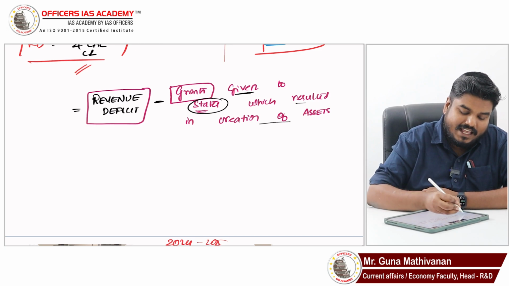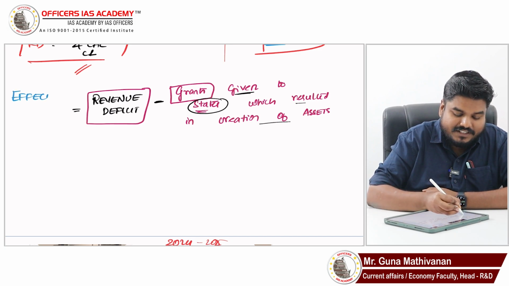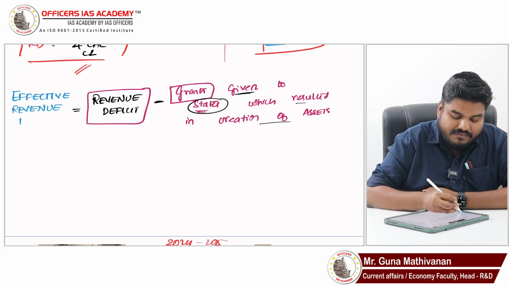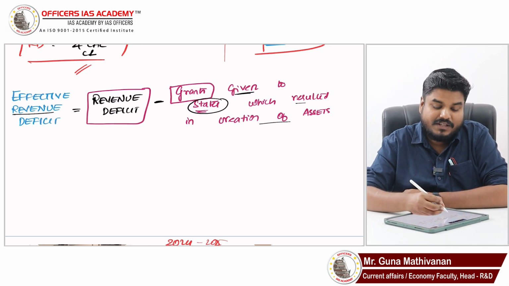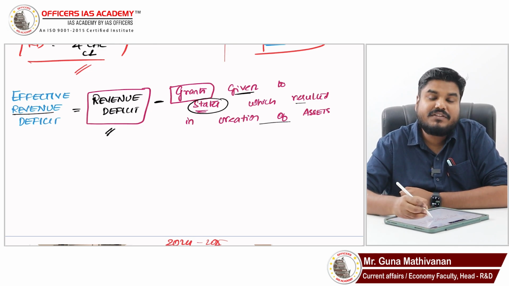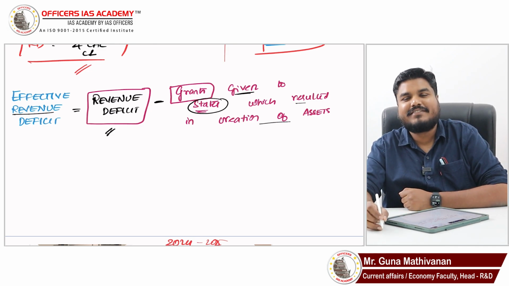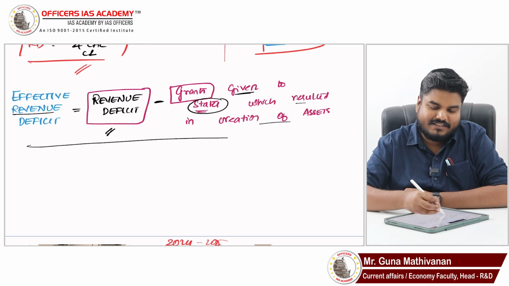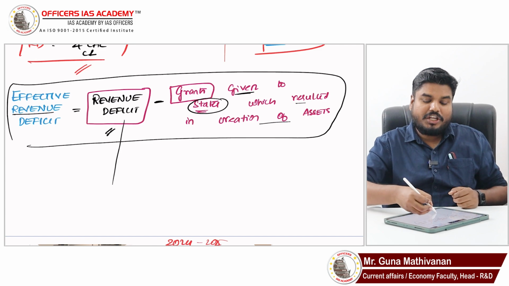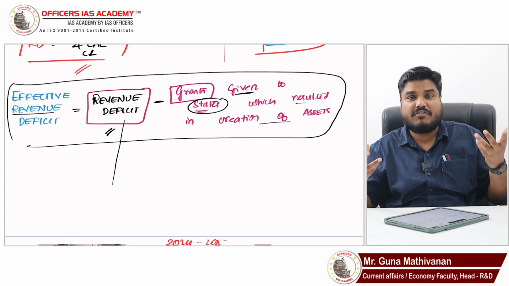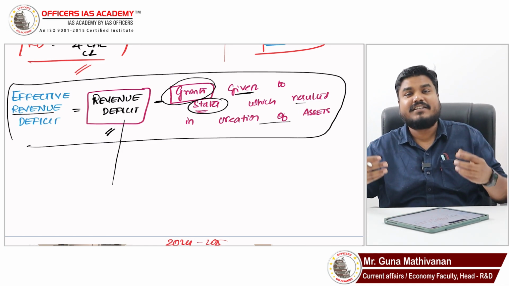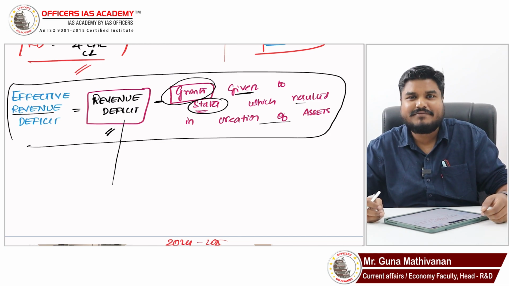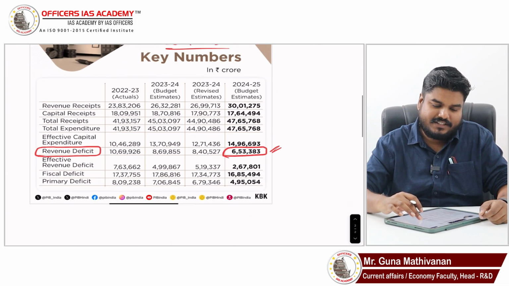Then that is called as effective revenue deficit. So effective revenue deficit is equal to revenue deficit minus grants given to the states which resulted in creation of assets. Right? Very simple. We assume that entire revenue deficit is huge, it is waste, government is spending a lot, but no. Some grants which are given to the state is creating assets, so that is useful only, that is good only, right? So look at the figures here.